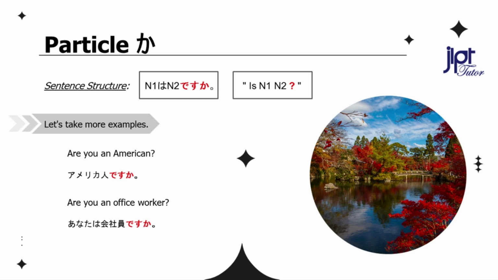Are you an office worker? あなたは会社員ですか？ Just remember to put particle ka at the end of the sentence to make it a question.